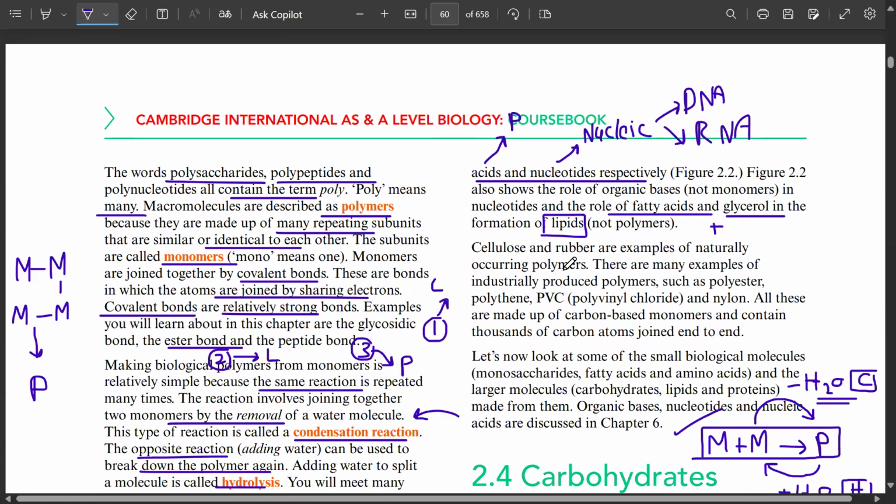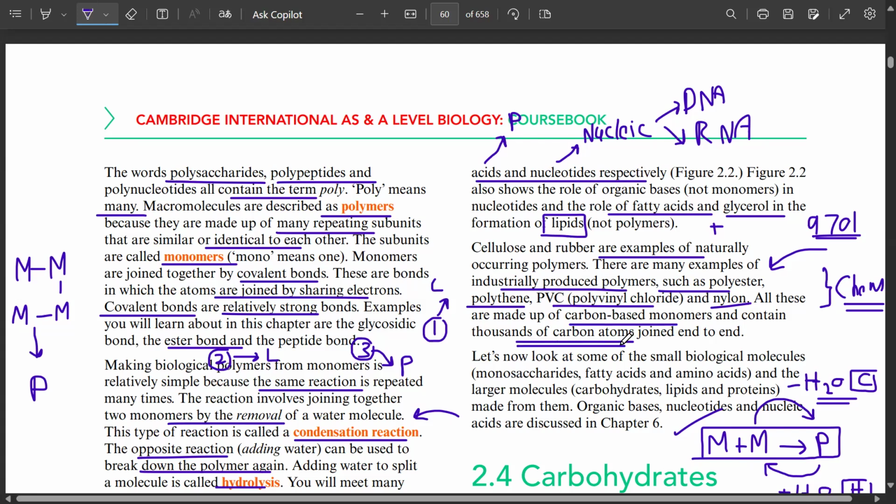So cellulose and rubbers are also examples of naturally occurring polymers. There are many examples of industrially produced polymers such as polyester, polythene, polyvinyl chloride. These are something that you'll study with me in chemistry as well. In our very last chapter, organic chemistry, there's a chapter on polymerization in your 9701 chemistry syllabus. So we'll be doing these over there as well. It's the same idea: these carbon-based monomers are joined by thousands of carbon atoms joined end to end and they form polymers.